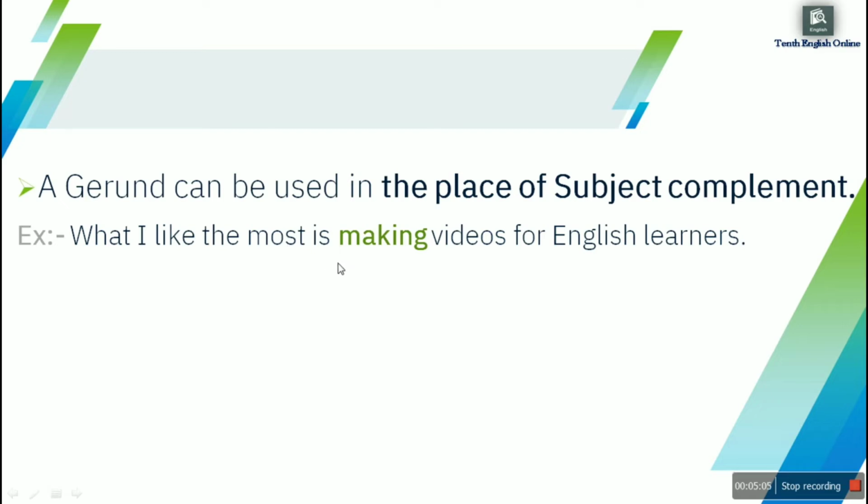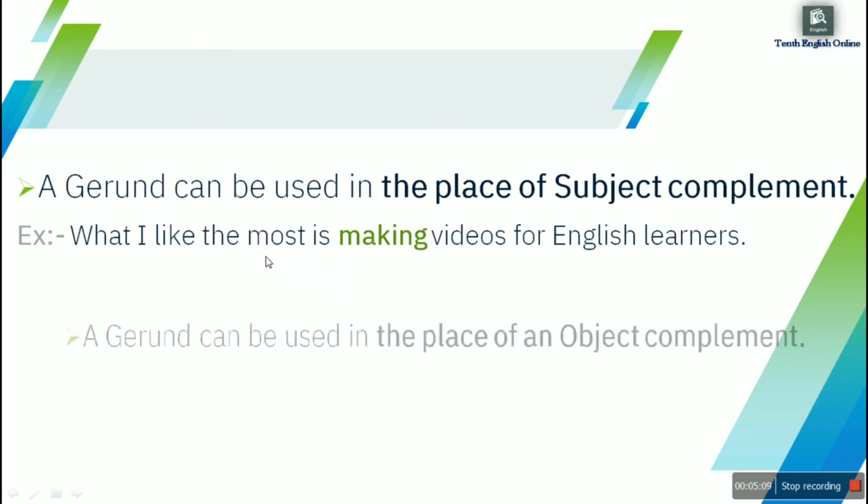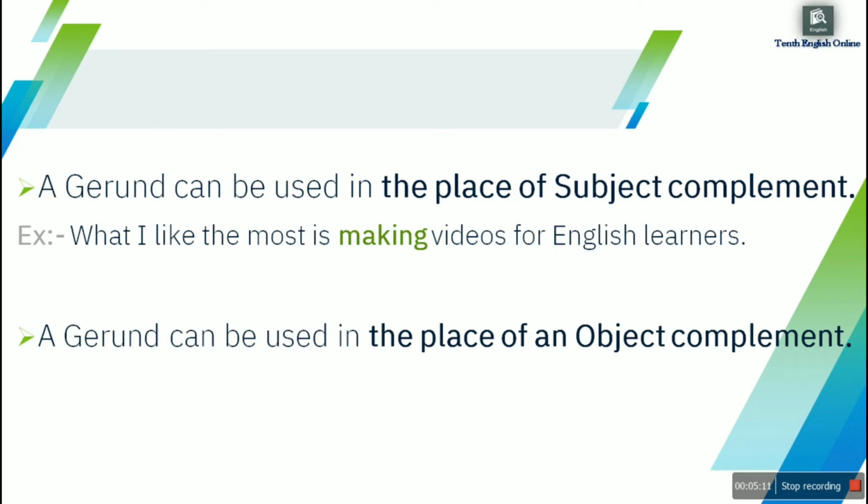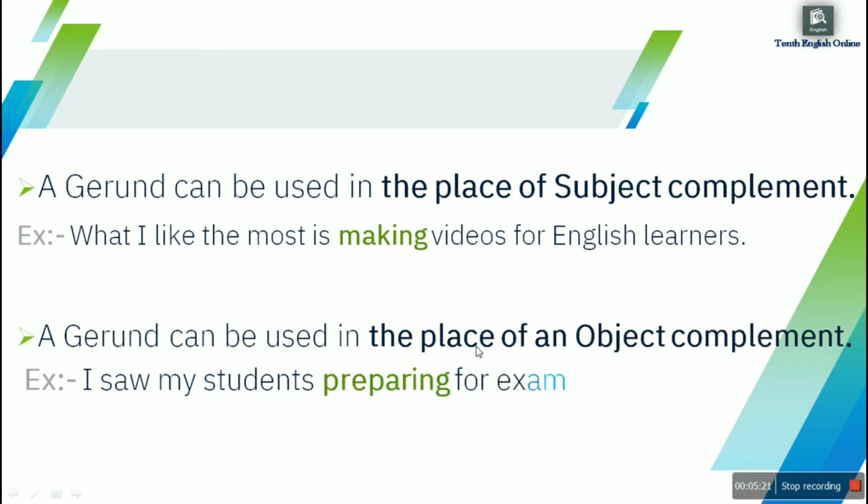Okay. Next, it is also used in the place of object to complement. It is not only used as subject to complement but also object to complement. Say here example, I saw my students preparing for exams. I subject, saw verb, my students object, preparing. So preparing is also object. It's a complement for the object, my students.